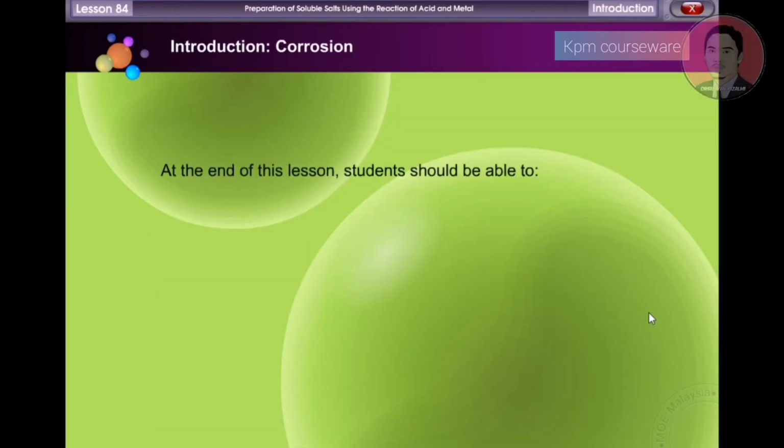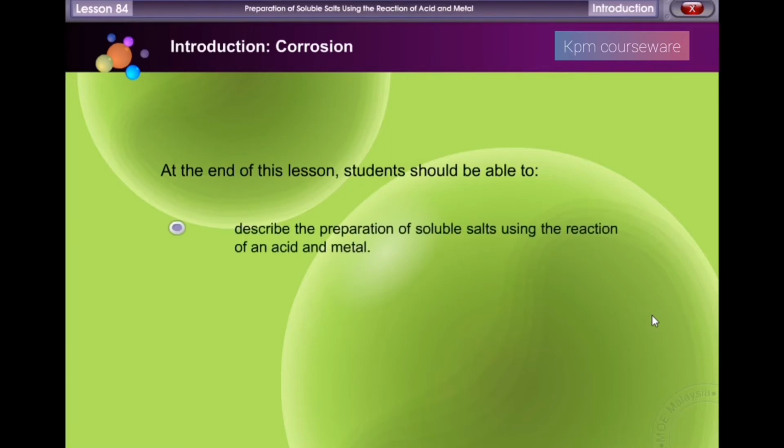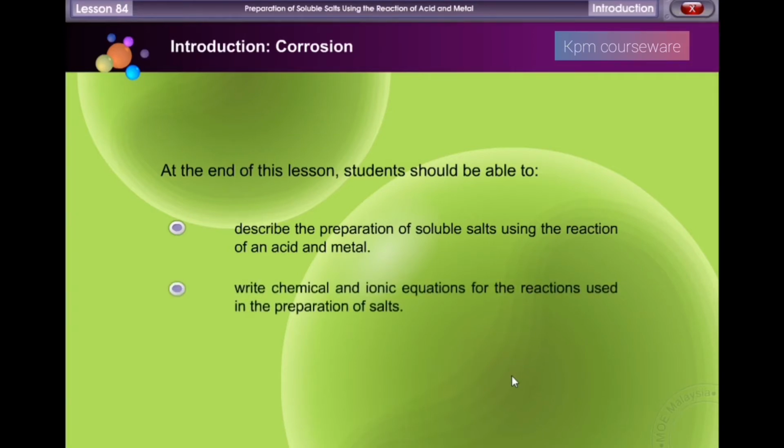At the end of this lesson, students should be able to describe the preparation of soluble salts using the reaction of an acid and metal. Write chemical and ionic equations for reactions used in the preparation of salts.